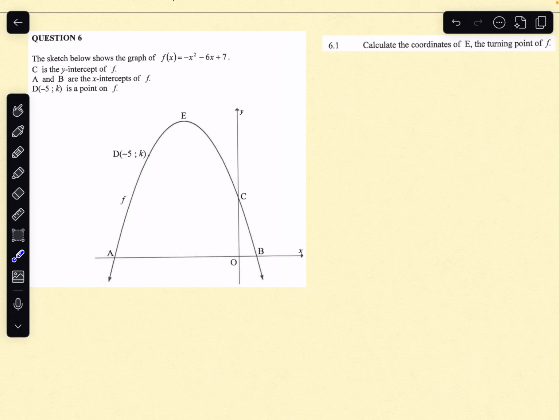Right, C is the y-intercept of f. Okay, A and B are the x-intercepts of f. Okay, D, minus 5 and some k is a point on f. Cool. Calculate the coordinates of E, the turning point of f.